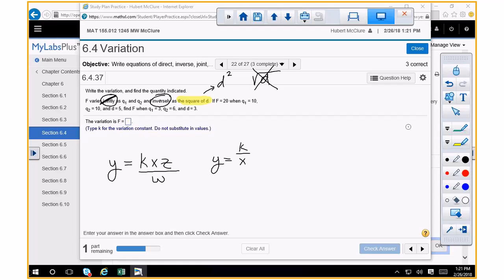Now we're going to replace our variables. All right? We start from left to what? Left to right. So F. Where does F go? Right there. Thank you, class. All right? Jointly as what? Q sub 1 and Q sub what? 2. And inversely as what? The square of D. Now we've just done the first part of the question.